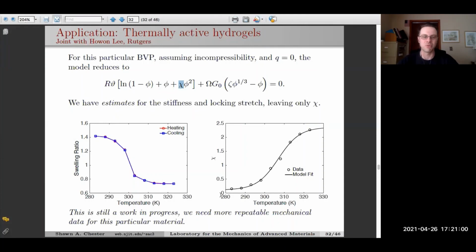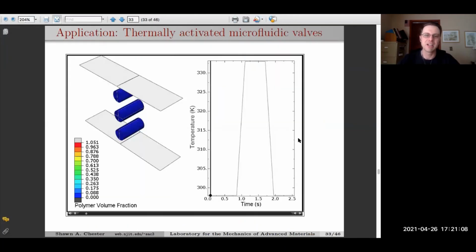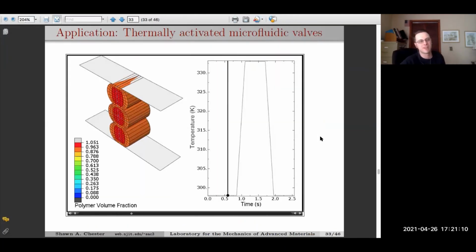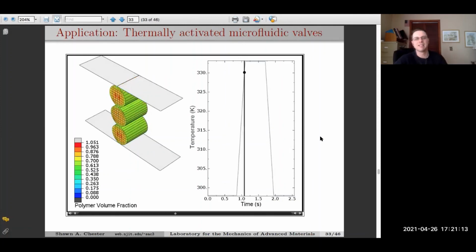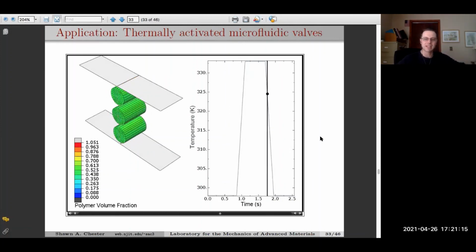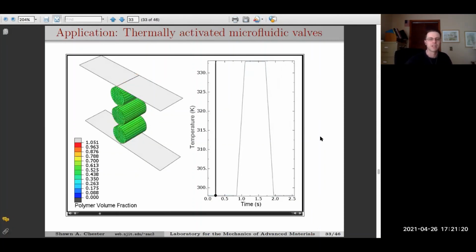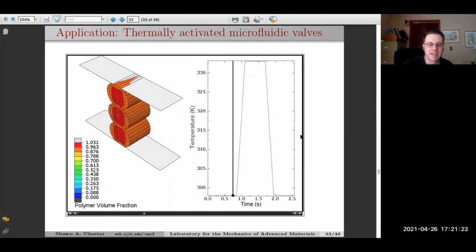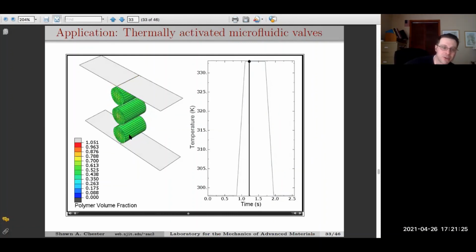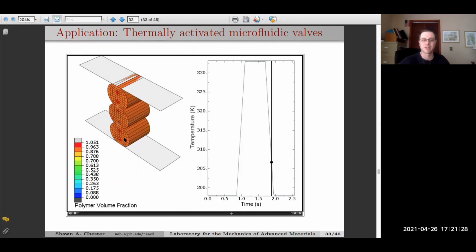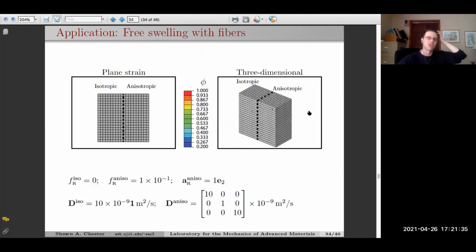Ho-Wan has sort of moved on to other things, so we don't exactly have the most repeatable mechanical data, but it gave us a little bit of faith, so we can now play some games with our finite element simulations. And to tie it back to the very beginning, so here's a microfluidic valve opening and closing based on the temperature, and they're microfluidic valves, so their diameter is tens of microns, 20 microns or something. So time, 2 seconds and everything is over, because they're so small, the diffusion happens so fast.